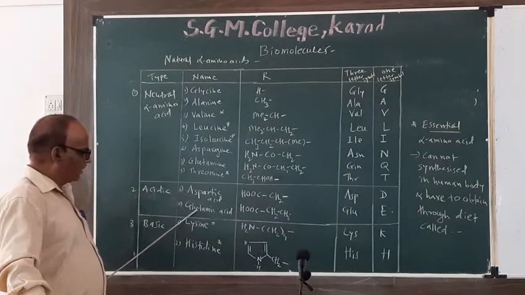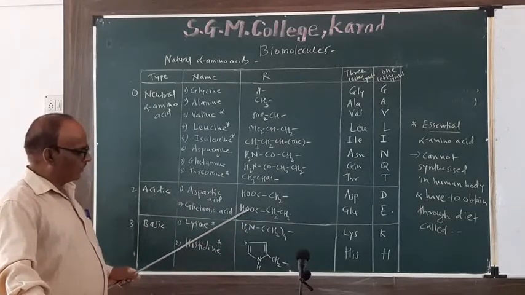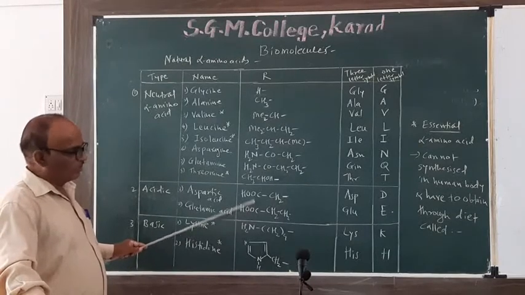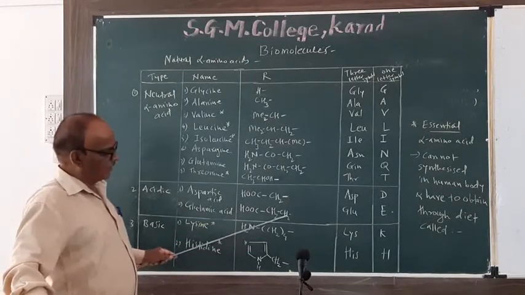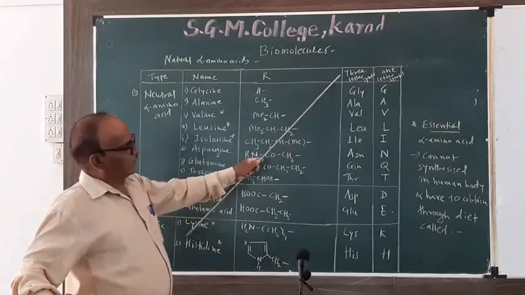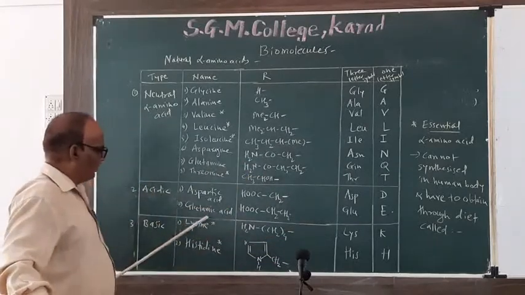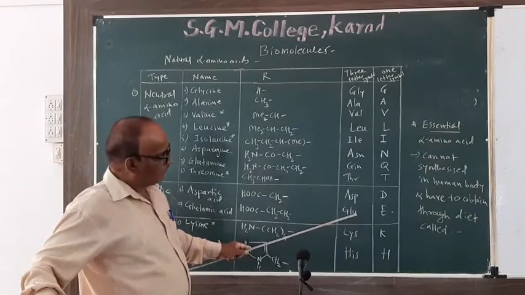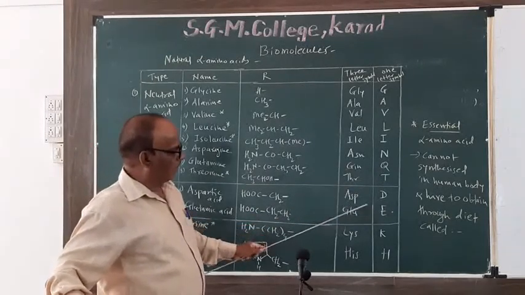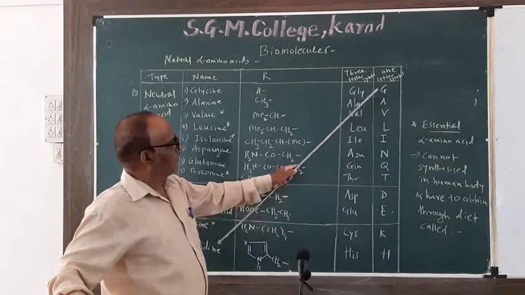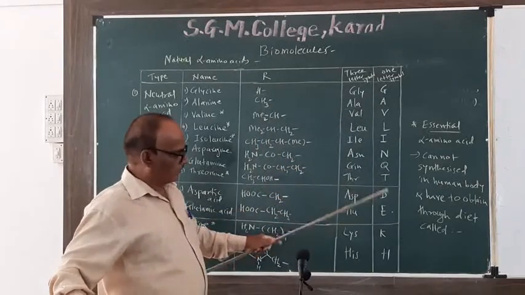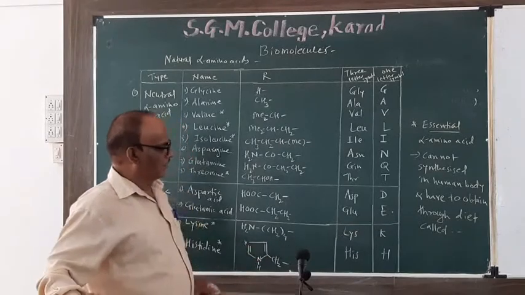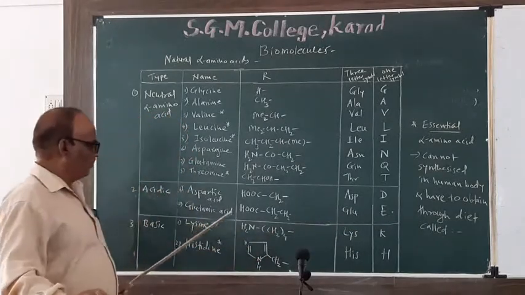Second example is glutamic acid. In glutamic acid also a COOH group is present, so more COOH groups, then CH2, CH2. The three letter symbol from glutamic acid is GLU. And for the one letter symbol, you do not take G because G is used for glycine. So another letter is used here, capital E. So E for glutamic acid.